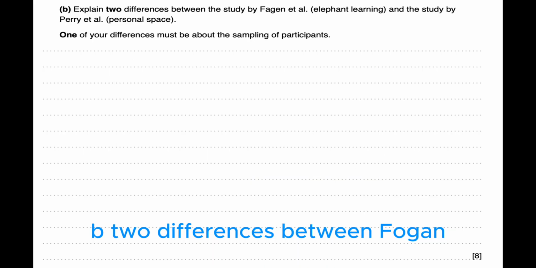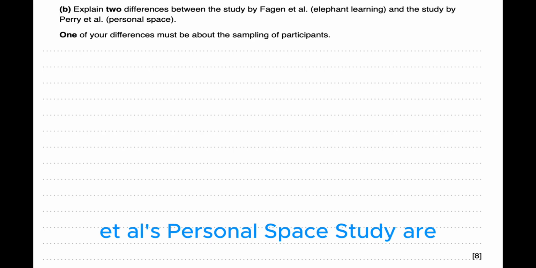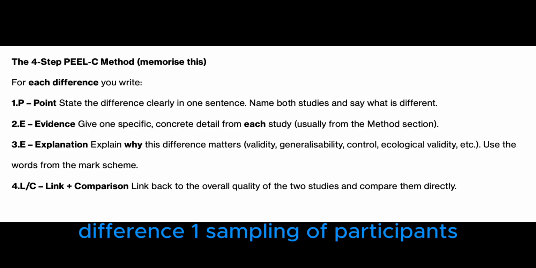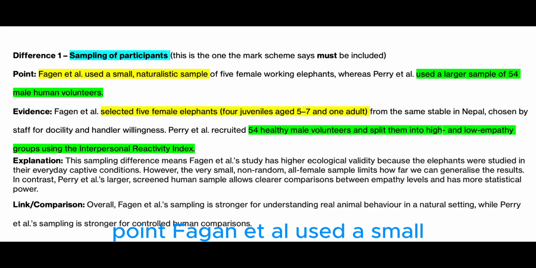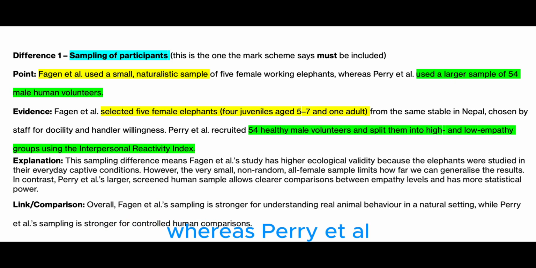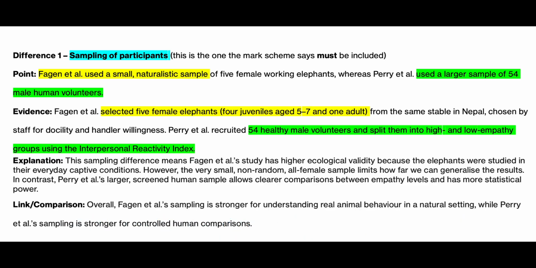B. Two differences between Fagen et al.'s study and Perry et al.'s personal space study are: Difference 1. Sampling of participants. This is the one the question says must be included. Point. Fagen et al. used a small naturalistic sample of 5 female working elephants, whereas Perry et al. used a larger sample of 54 male human volunteers.